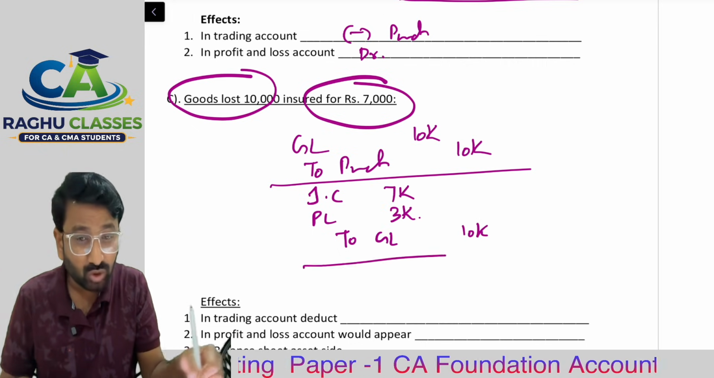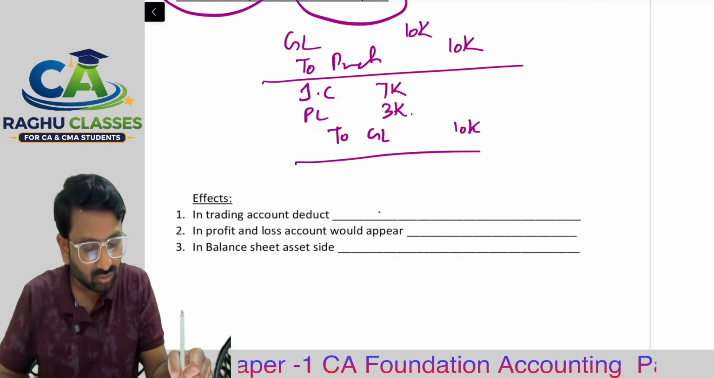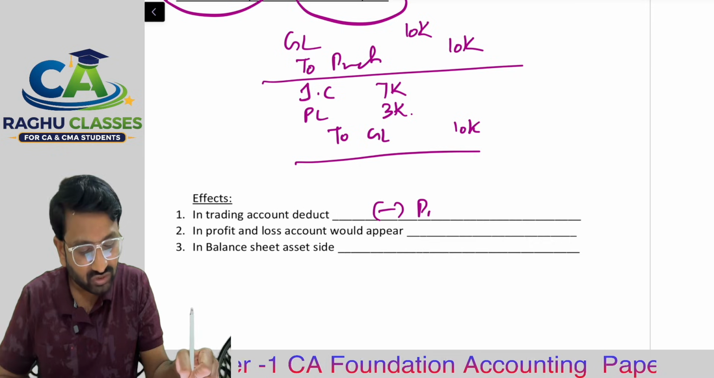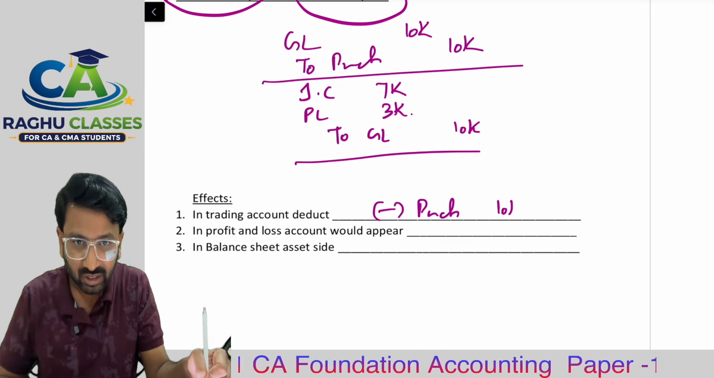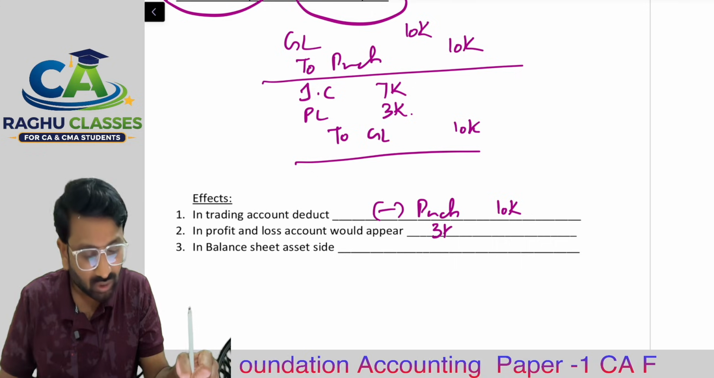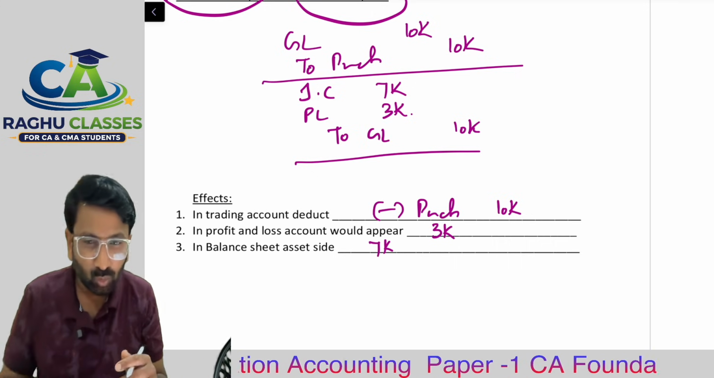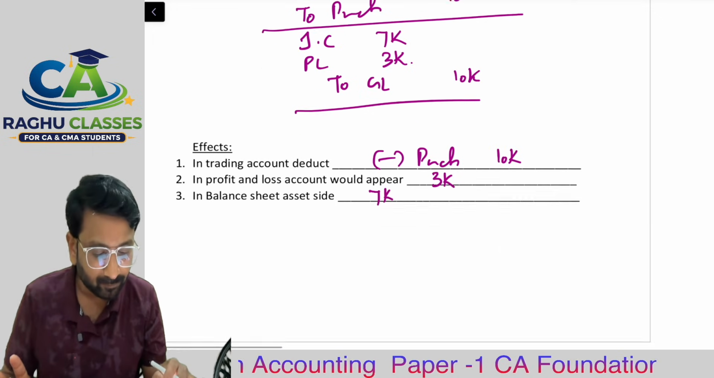So now totally there are going to be three effects. Effect number one, trading account deduct from purchase entire 10K. Profit and loss account debit side 3,000, whatever is not insured. Balance sheet asset side 7,000, whatever we have insured for.